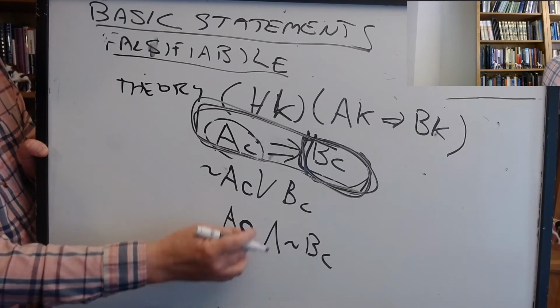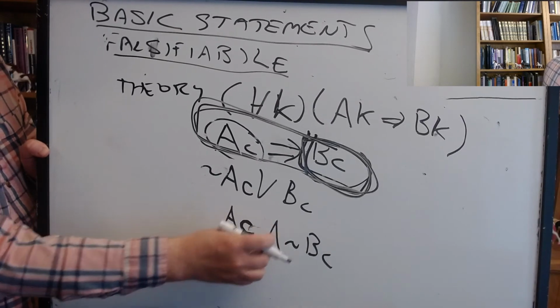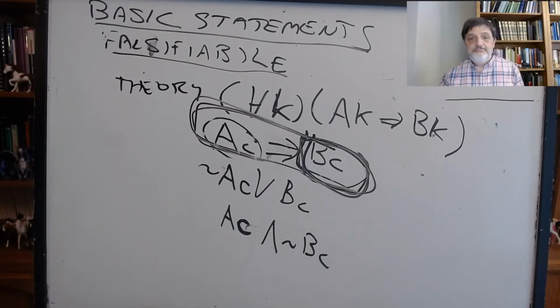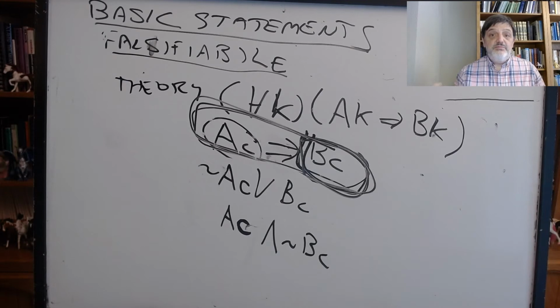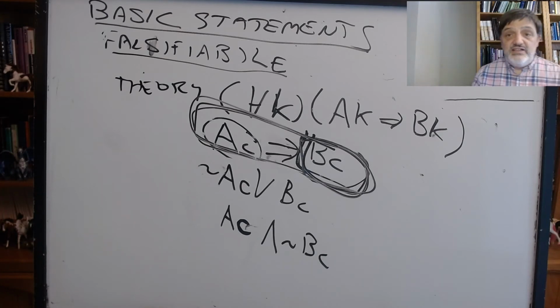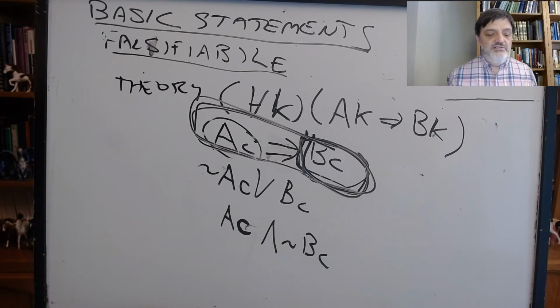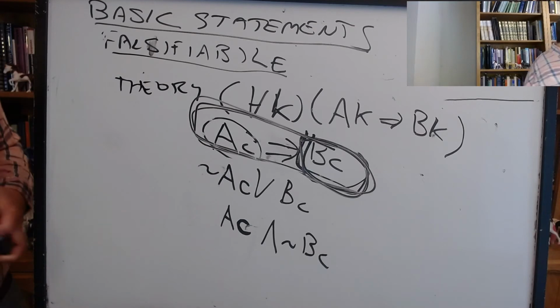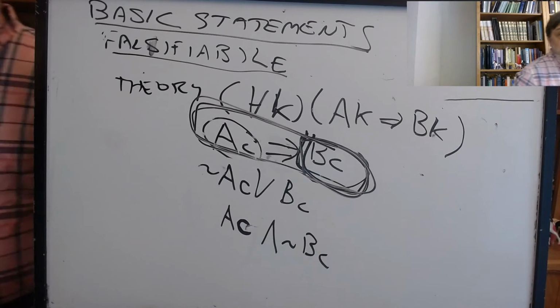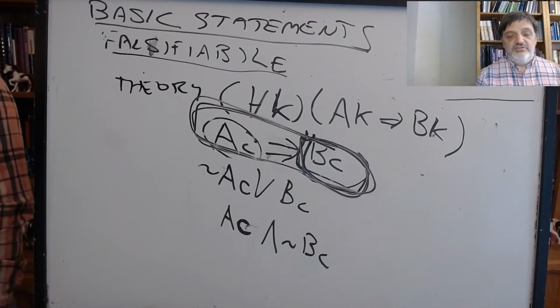It says there's a swan at sea and it's not black. That's a basic statement. Sorry, it's not white. There's a swan at sea and it's not white. That's a basic statement. Although the theory doesn't imply any basic statements, it does contradict some basic statements. It rules some basic statements out.